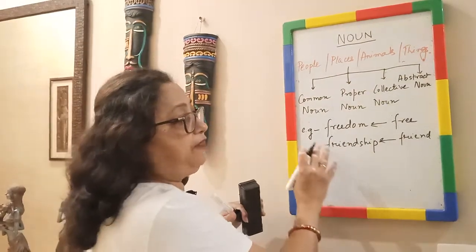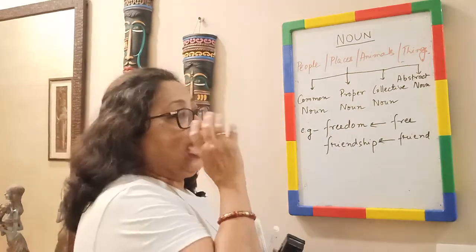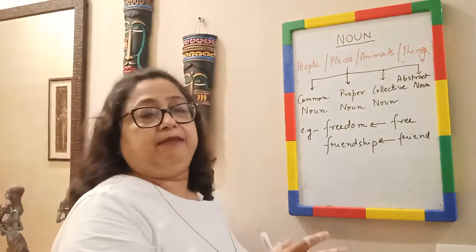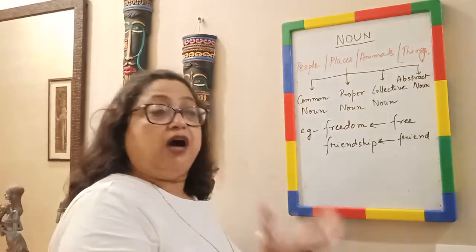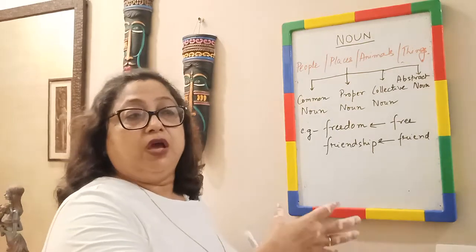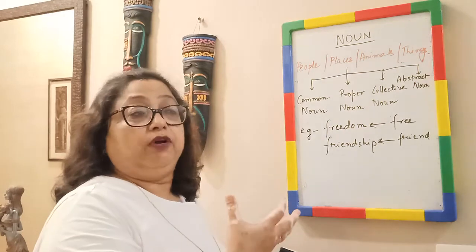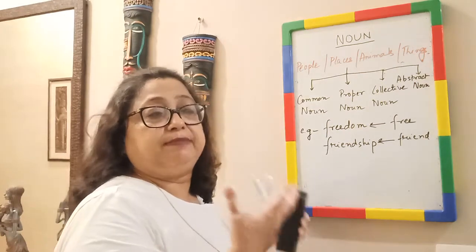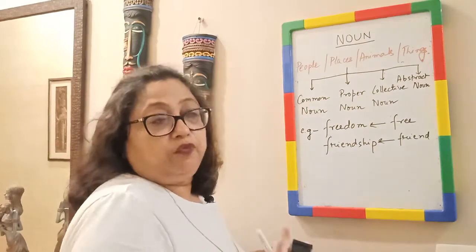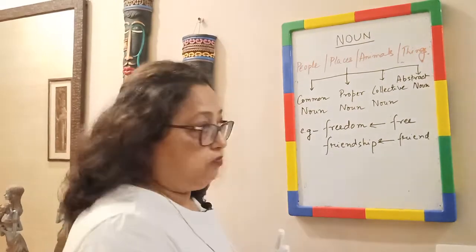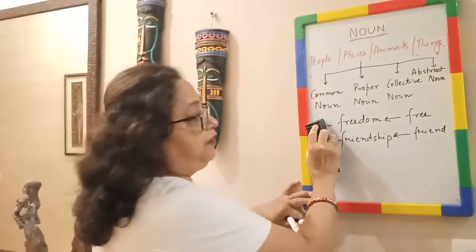Okay, so these words, friendship, freedom, these are all abstract nouns. And this abstract noun is very, very important, because you will see later on, or maybe now also, when you are reading any books in your other subjects also, or when you are writing or reading any newspaper, journal, magazine, wherever, these abstract nouns are widely used. So we must know these abstract nouns. Okay, so these are the 4 basic types of nouns.